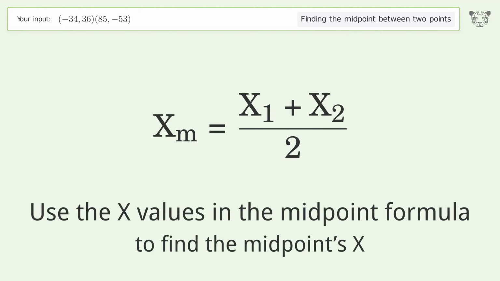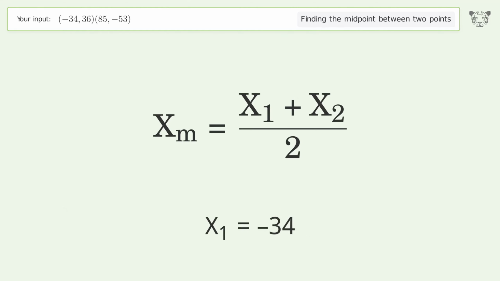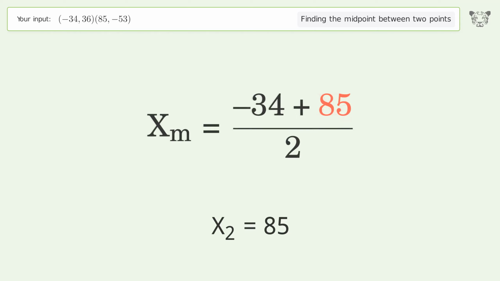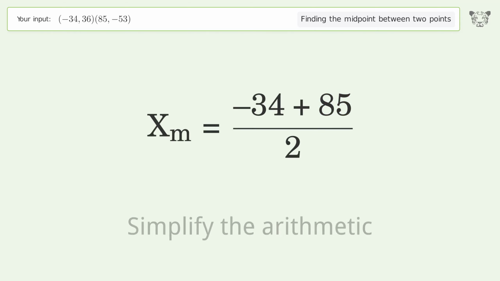Use the x values in the midpoint formula to find the midpoint's x. x1 equals negative 34. x2 equals 85. Simplify the arithmetic.